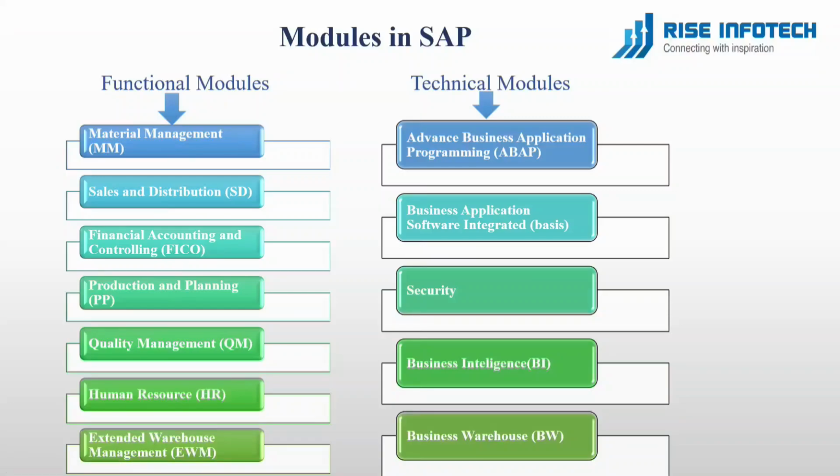Extended warehouse management means we can store the materials in a warehouse. That is called extended warehouse management. Come to technical modules. These all work with programming: ABAP, basis, security. These work with the help of functional modules. That is called technical modules: ABAP, basis, security, business intelligence, and business warehouse.